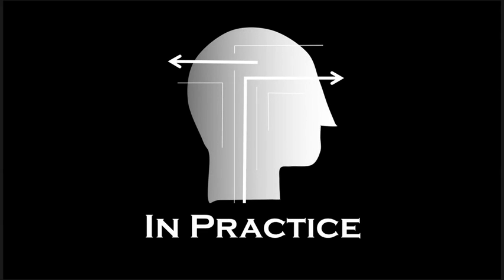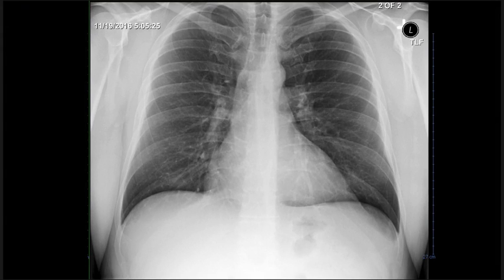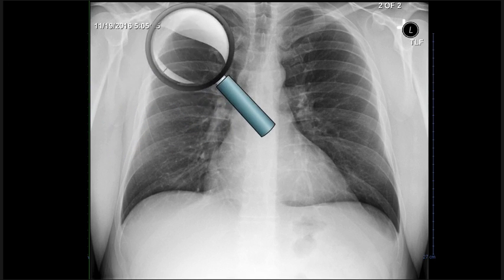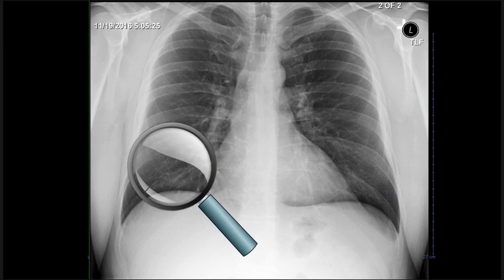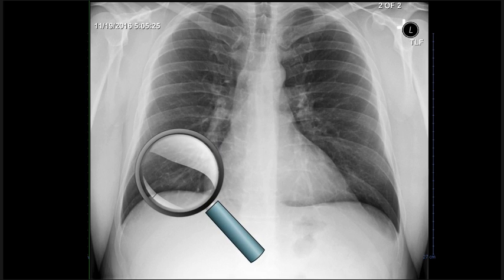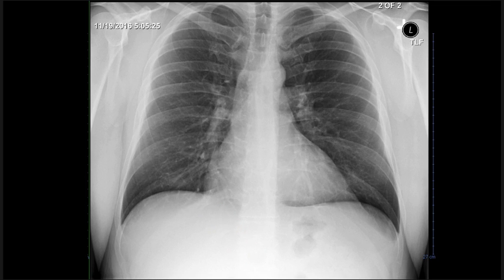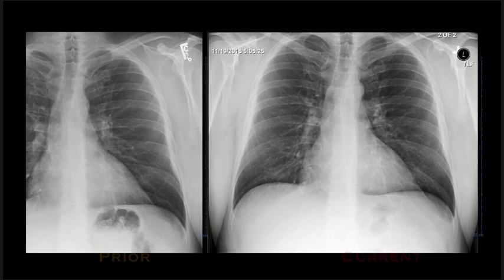Let's have a look at another case that perhaps is less obvious. So we'll pan around here and go through our normal searching pattern. See if there's anything here that bothers us. What about that right there? That doesn't look totally clear. Maybe it's nothing though, I'm not sure. Maybe we should look at the prior. Let's have a look at the prior.